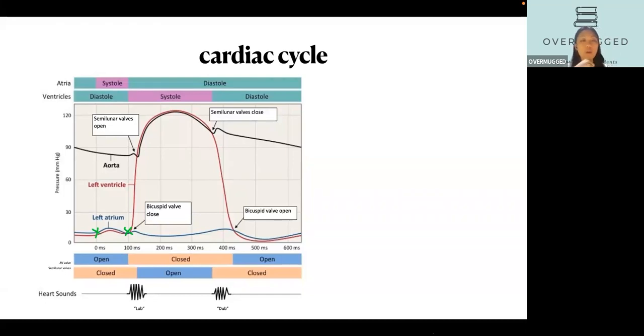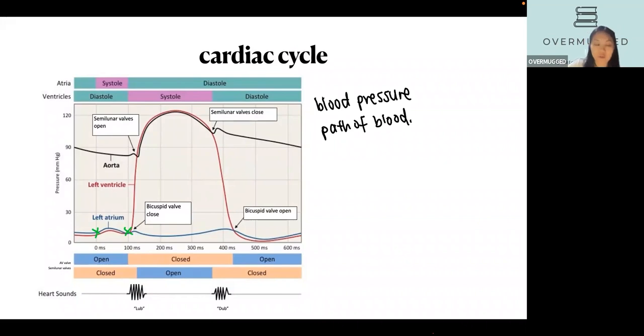Now let's go on to the valve. When do the valves close and open? Okay, my hack is to think of blood pressure and the path of blood. So I wrote down in your notes the whole long list of the path of blood, but I'm going to focus only on left atrium, left ventricle to aorta here. This one you need to know. If you don't know, then we cannot continue understanding the cardiac cycle.